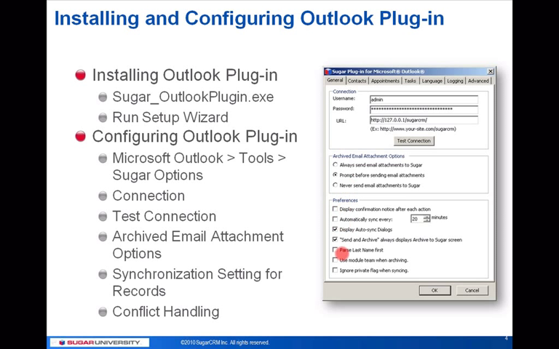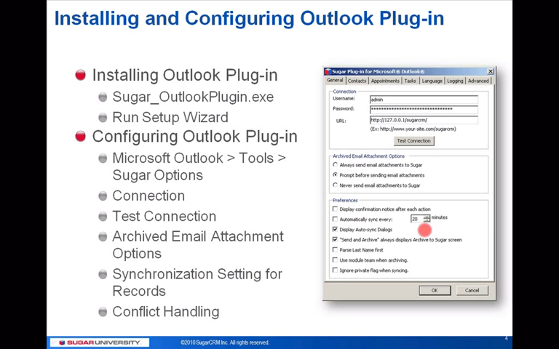And then you have some other preferences that are located down here at the bottom. One of them that I want to point out is the automatically sync every, and then you can put a certain interval of minutes on this particular tab. This will enable you to automatically sync information between Outlook and Sugar for your tasks, your appointments, and your contacts. And it will do it on the interval that you have assigned here in this minute box.